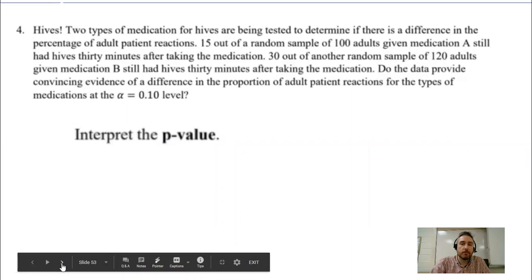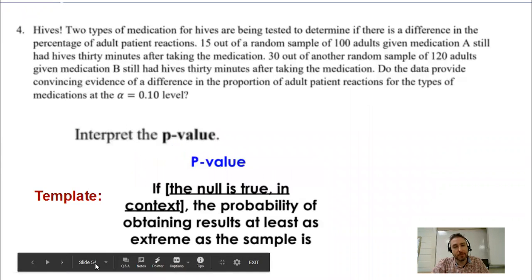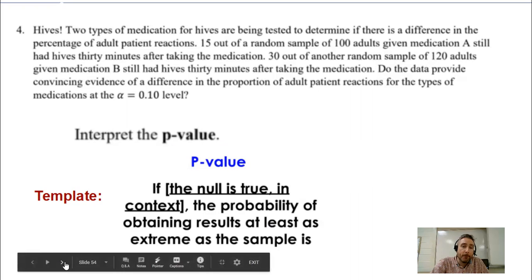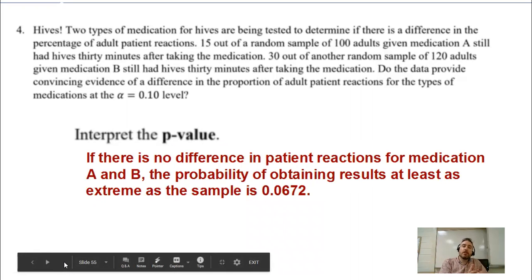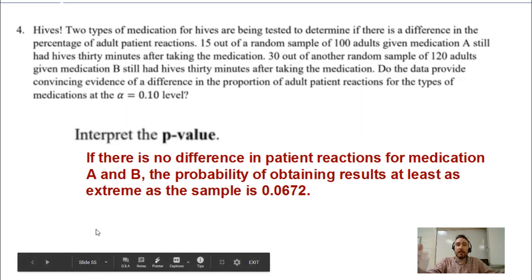Now let's interpret the p-value. Again, there's a template for that. So here's the template: assuming the null is true, in context, the probability of obtaining results at least as extreme as the sample is whatever the p-value is. See if you can write out your interpretation using the template and check it with me now. Okay, if there is no difference, assuming the null, in patient reactions for medication A and B, the probability of obtaining results at least as extreme as the sample is 0.0672. That's your p-value, folks. And guys, that's the end of the review.